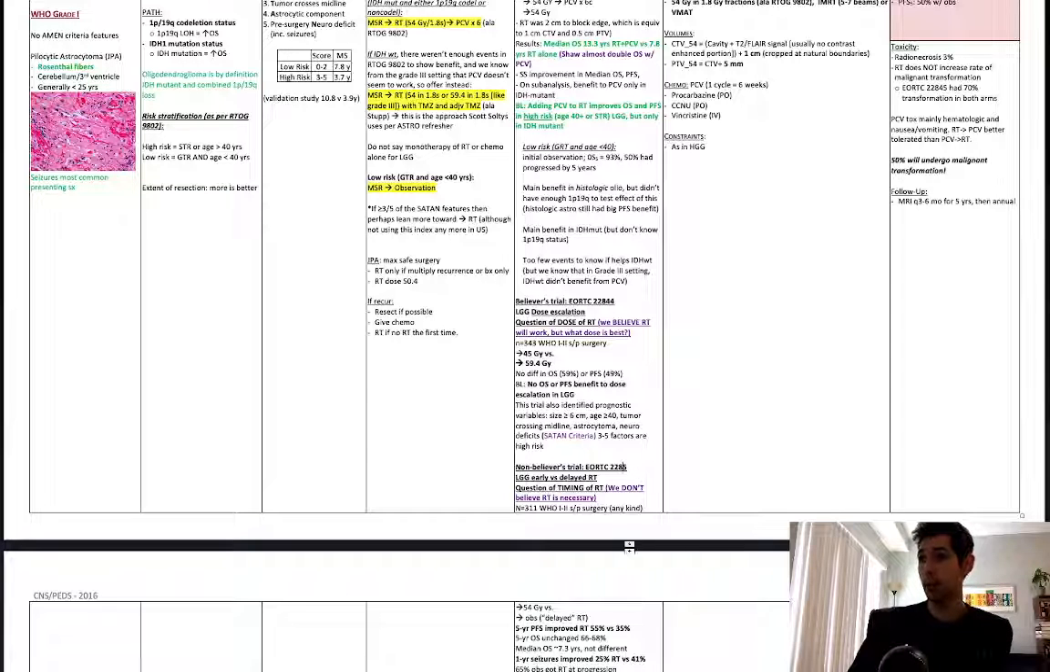Non-believers trial, so I should put that right there, had 70% transformation in both arms. PCV toxicity is mainly hematologic and nausea vomiting. Radiation followed by PCV is better tolerated than PCV followed by radiation. 50% will undergo malignant transformation. Follow up again, MRI every 3 to 6 months for 5 years and then annually.